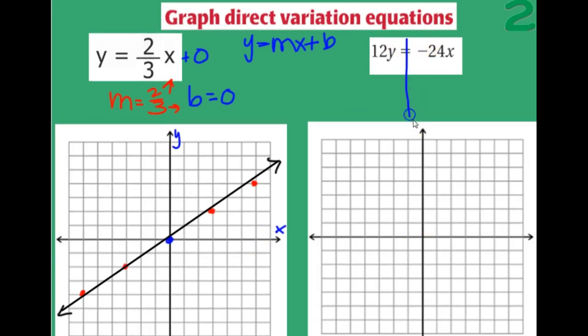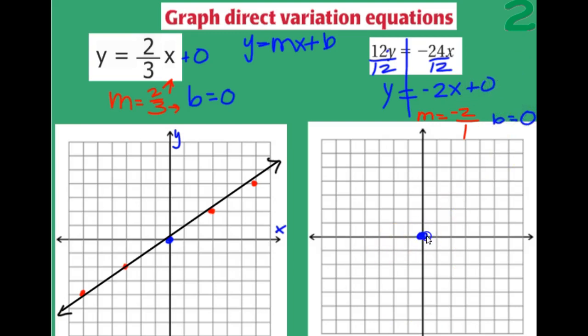Same thing here, but this one we need to solve. In order to solve for y, I'm going to divide by 12. Now you need to simplify, otherwise it's not going to fit on the graph. 12 over 24 is not going to fit. 24 divided by 12 is really a negative 2x. So our m, our slope, in front of the x is negative 2, but since we're going to graph this, we need it as a fraction, negative 2 over 1. And then b would really be plus 0.